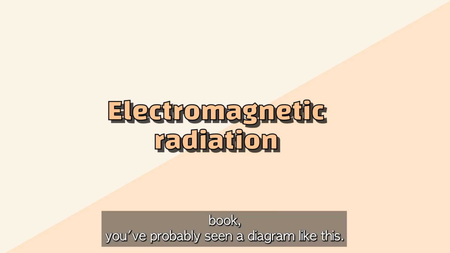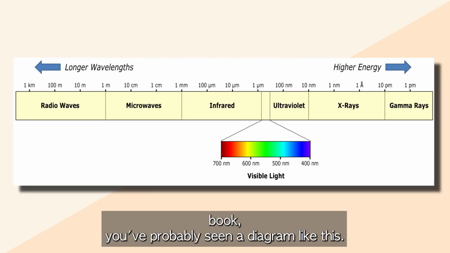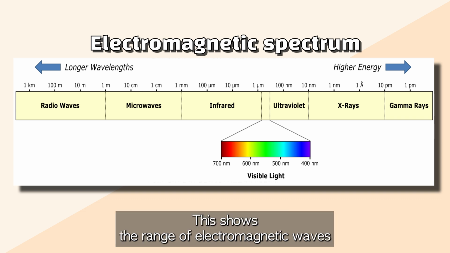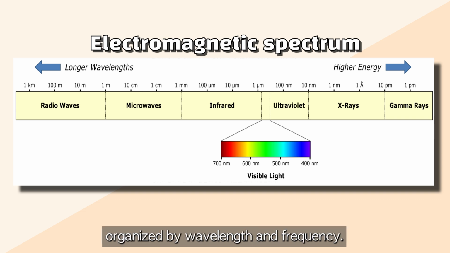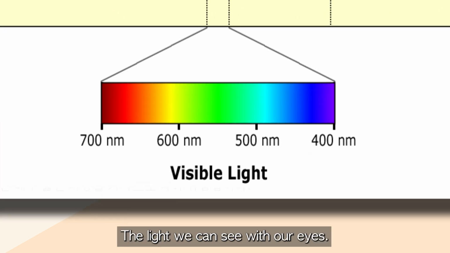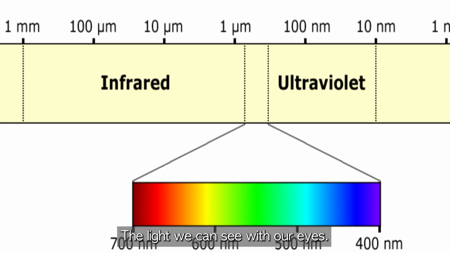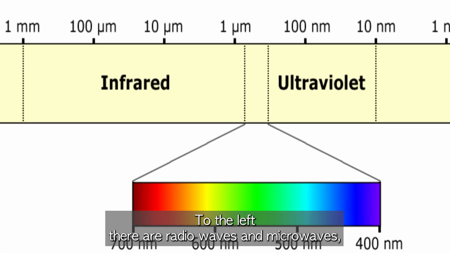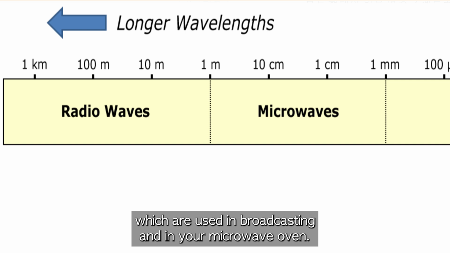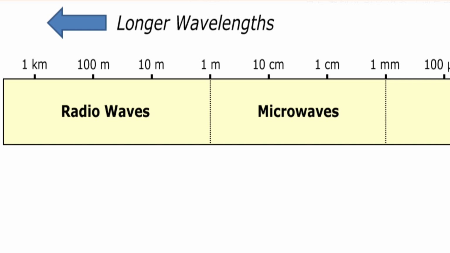If you've read a science book, you've probably seen a diagram like this: the electromagnetic spectrum. This shows the range of electromagnetic waves, organized by wavelength and frequency. Somewhere in the middle of this spectrum is visible light, the light we can see with our eyes. To the left, there are radio waves and microwaves, which are used in broadcasting and in your microwave oven.